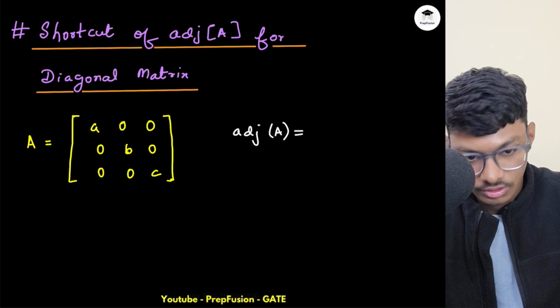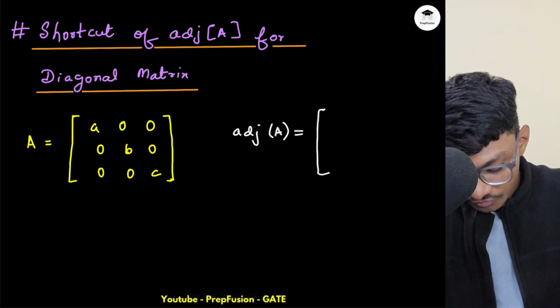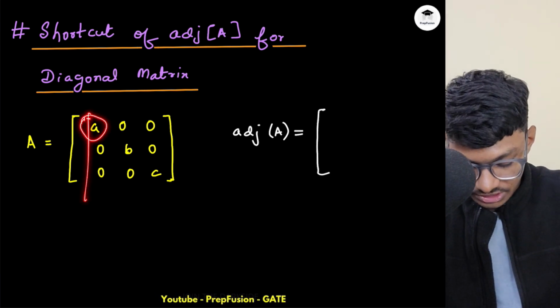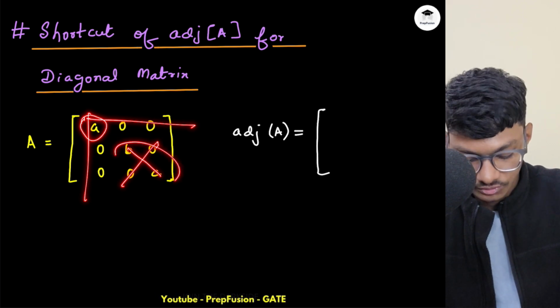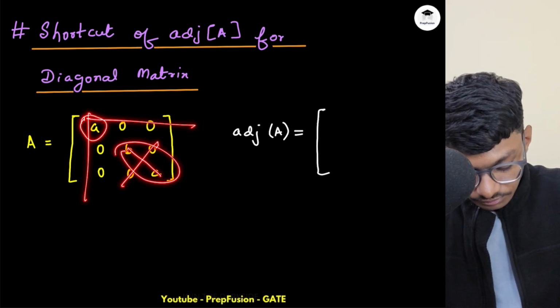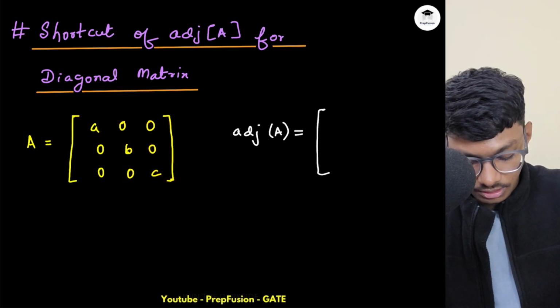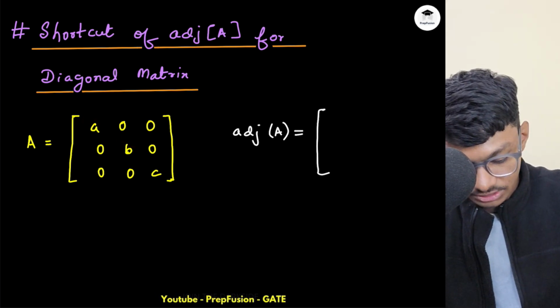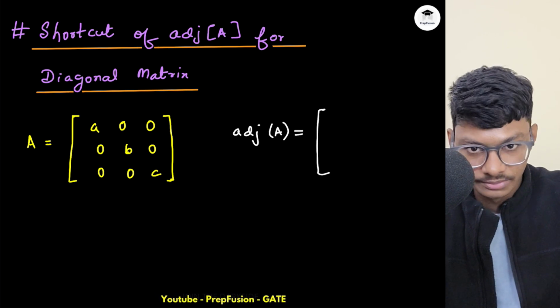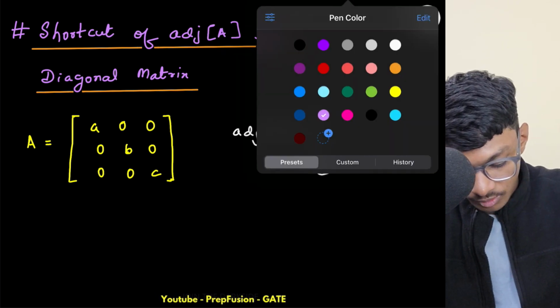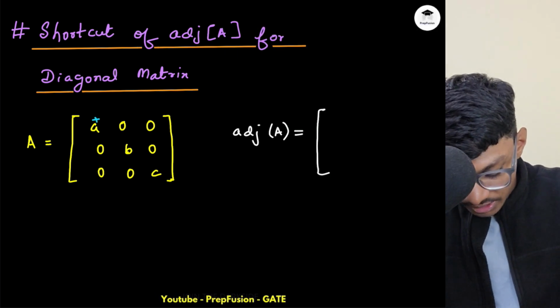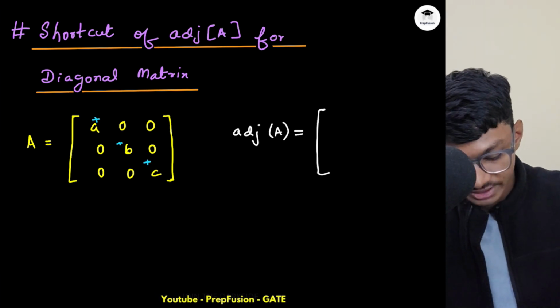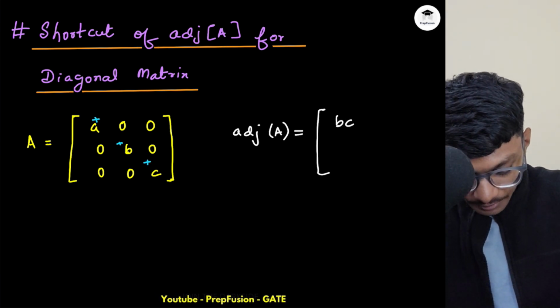So for this, what will happen? If you find the minor of this, what is the minor of this? This is B times C minus 0, which is BC. And then you have to choose the sign also, and the sign will be always positive for diagonal elements. You know, 1 plus 1, 2 plus 2, 3 plus 3 are all even. So sign will be always positive for diagonal elements. So you don't have to care about the sign for diagonal elements at least. So this is BC, fine.